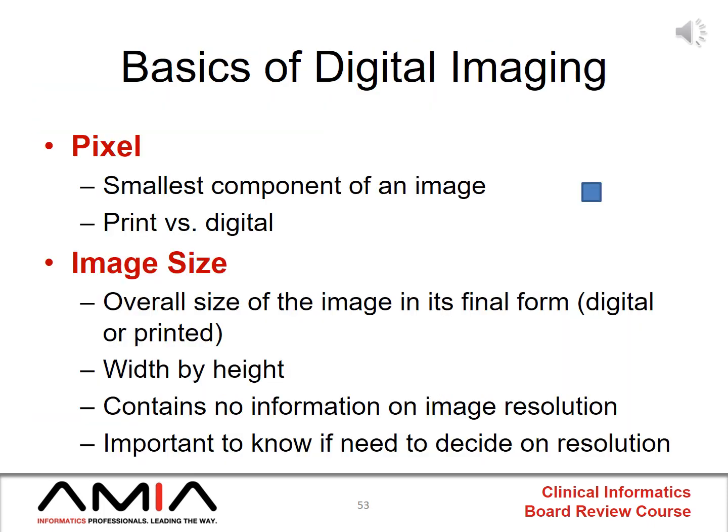Switching gears now to digital imaging. A pixel is the smallest component of an image, and that can be the smallest component of either a printed or a digital image. Image size simply refers to the overall width by height of an image in its final form, whether it's digital or printed. It contains no information on the image resolution.